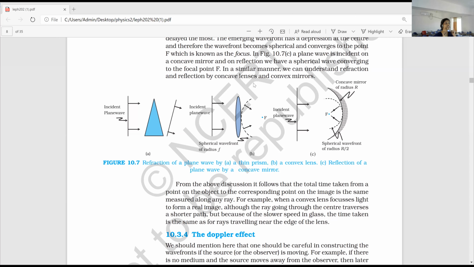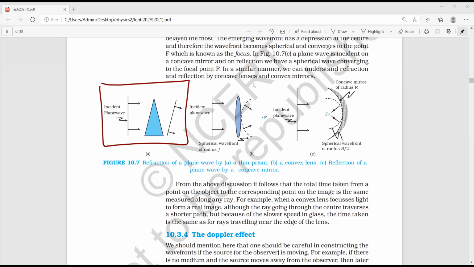First we shall discuss how the refraction of a plane wave takes place in case of a thin prism. So let us see that one. In order to explain that, we are using this diagram. This is the diagram used to explain refraction of a plane wave in case of a thin prism.